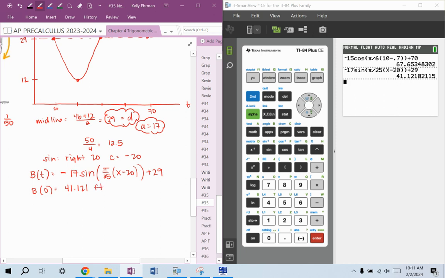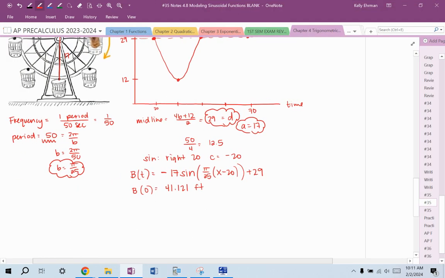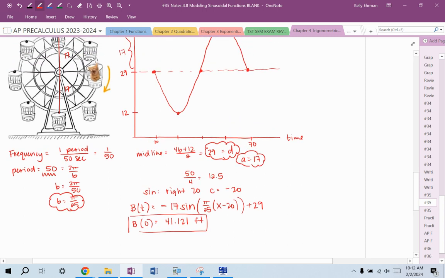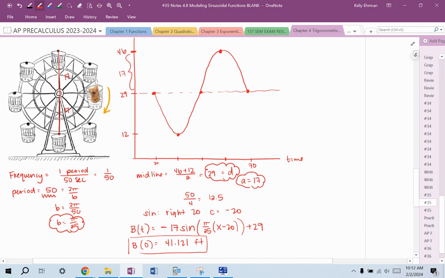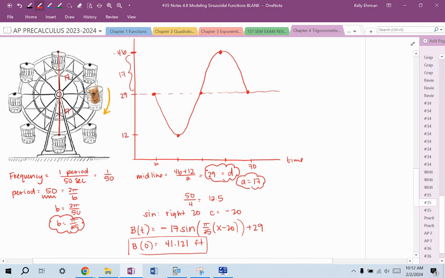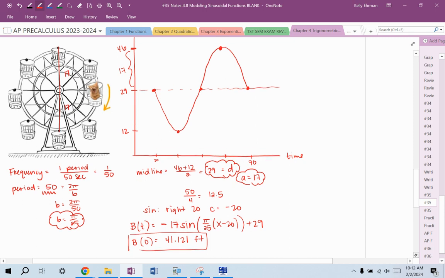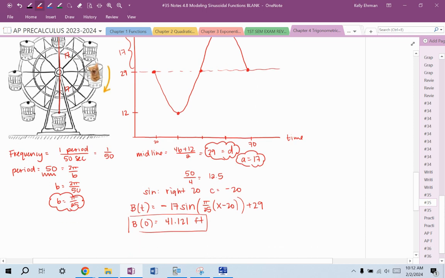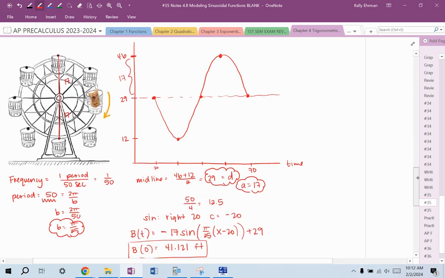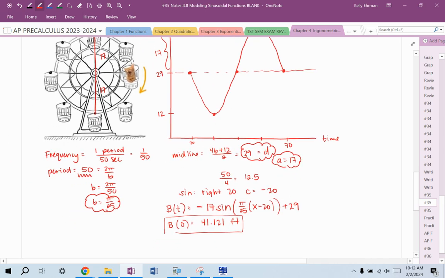feet. I guess what this is like, you get on a Ferris wheel and yes, you get on at the bottom, but the Ferris wheel rotates around as more people get on. And so where was Bill when everyone's on and we start going? Apparently Bill was sitting at 41.121. It's a good sign that I didn't get a number higher than 46 or lower than 12, because then I would question my math. All right. So that's it for this problem.